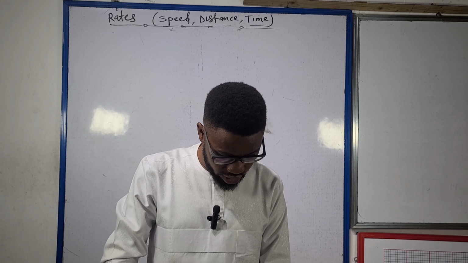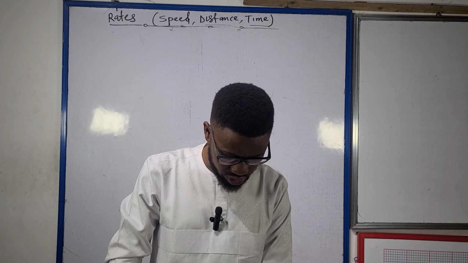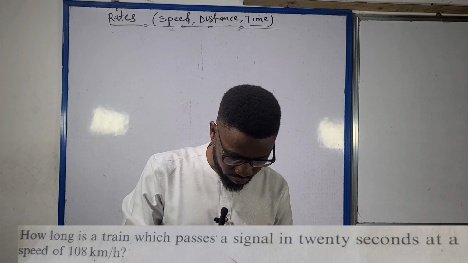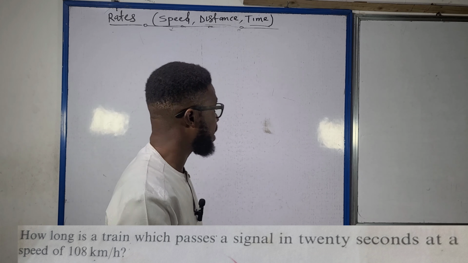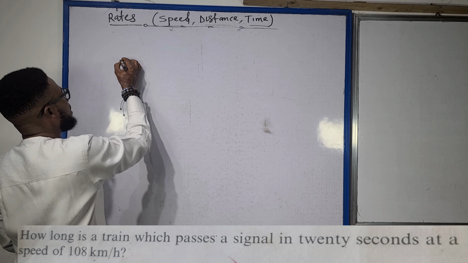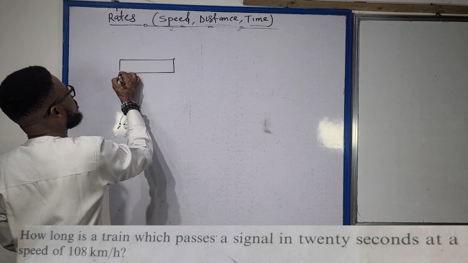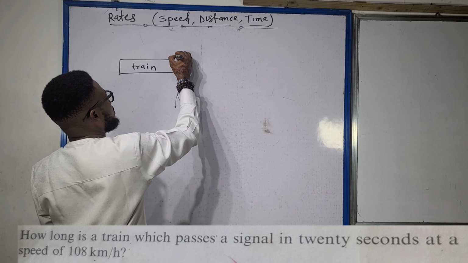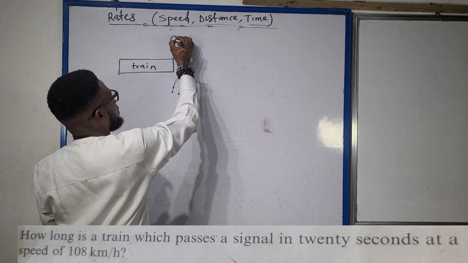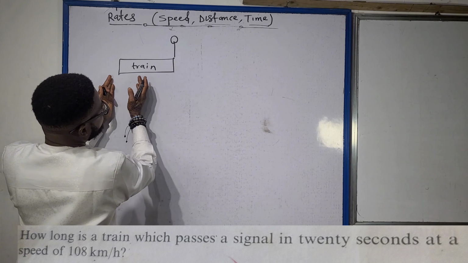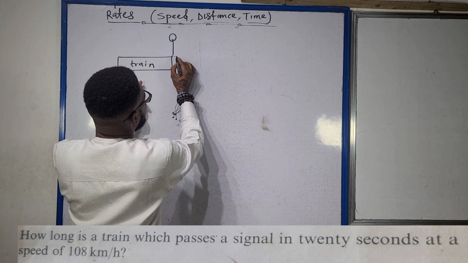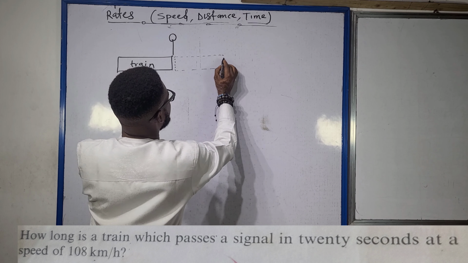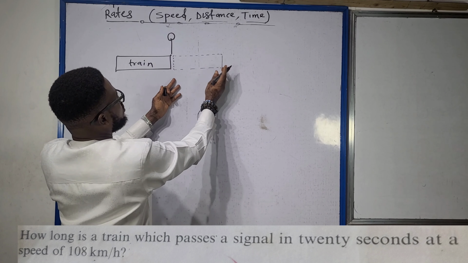Okay, we move on to the next question. How long is a train which passes a signal in 20 seconds? Okay, let this be my train. Let this be my signal. So I needed the train to pass.